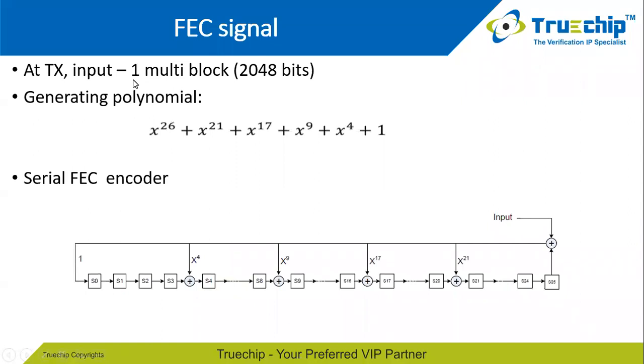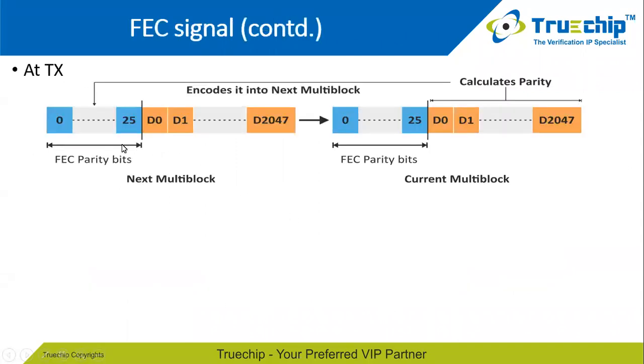FEC encoding is very important at the RX side for detection and correction of errors. Input is of one multi-block or 2048 bits. The generating polynomial is as shown along with the LFSR. The transmitter calculates FEC parity bits of 2048 scrambled data bits of a multi-block and encodes these parity bits on the sync header stream of the next multi-block as shown.